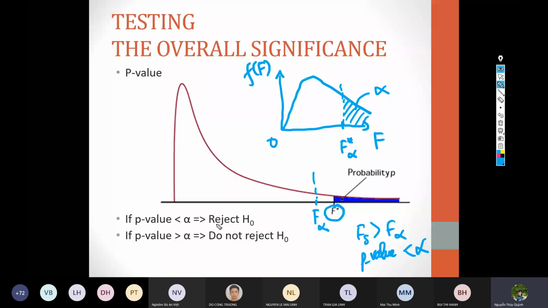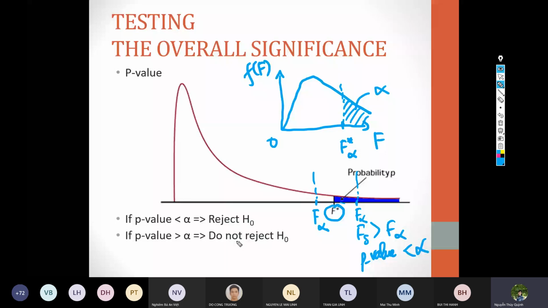And if the p-value is not smaller than alpha, then we cannot reject the null hypothesis H0, which means that in the case where we have F alpha here, for example, then we will have the p-value in this case greater than alpha. And in that case, we cannot reject the null hypothesis. Okay, so the same rule as we use for the t-test. As long as the p-value is smaller than the level of significance alpha, we can reject the null hypothesis. All right. Okay, so that is the test of the overall significance of the model.